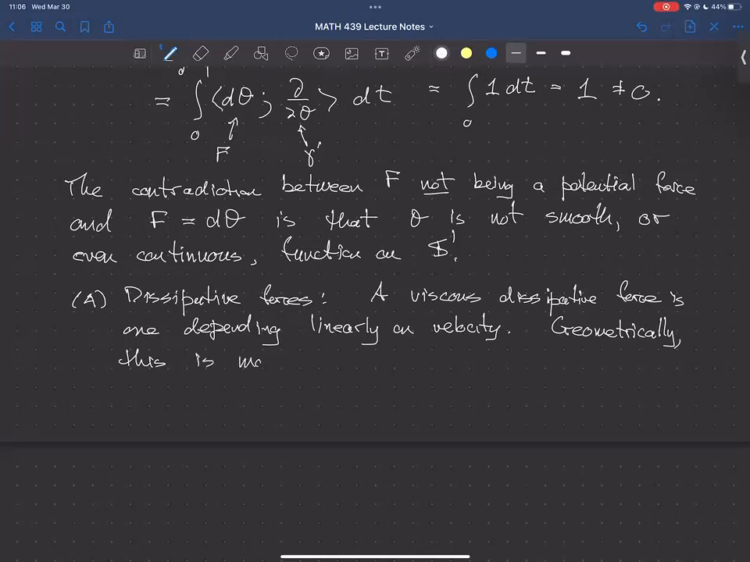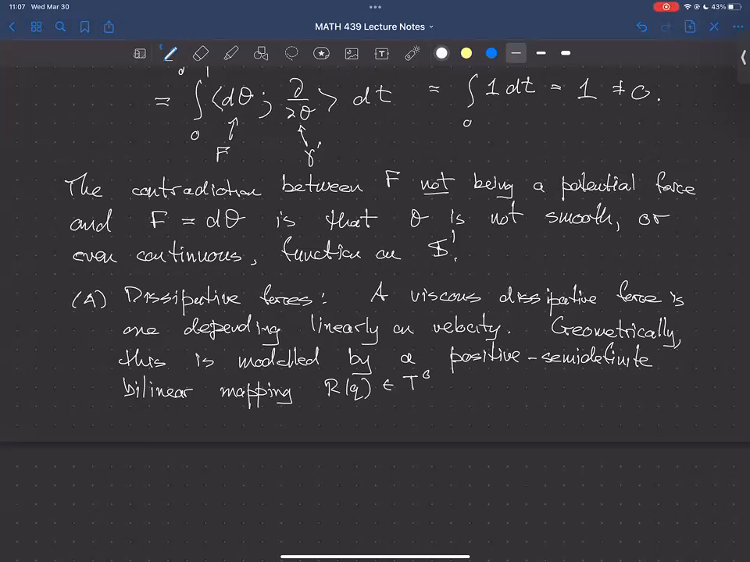Geometrically, this is modeled by a positive semi-definite bilinear mapping R of q on each tangent space. It's a bilinear mapping, and it's positive definite, so it's symmetric. I'm going to write it in sigma 2 of T_q Q. So it's symmetric and positive. Whenever somebody says positive definite or positive semi-definite, symmetry is always implied, but I'll write it here just for completeness.